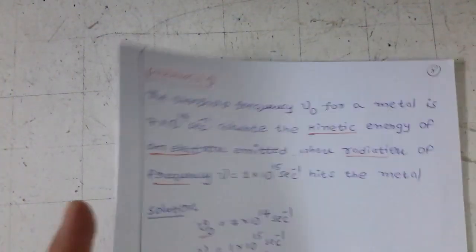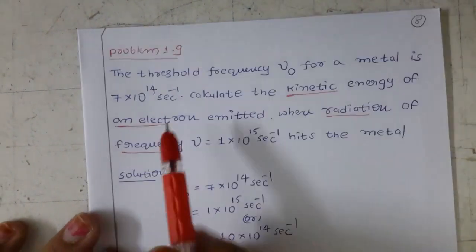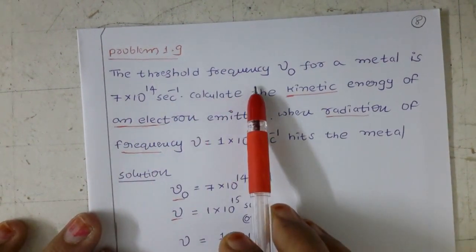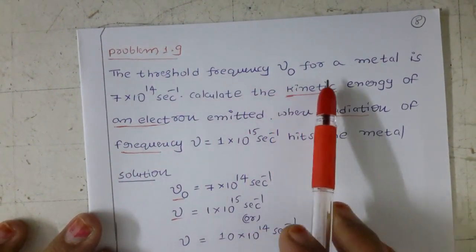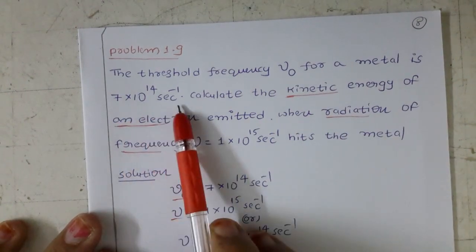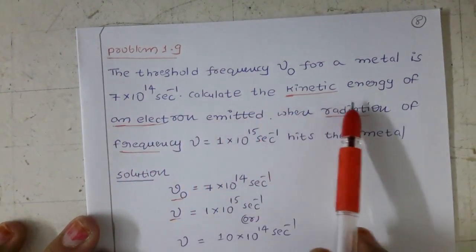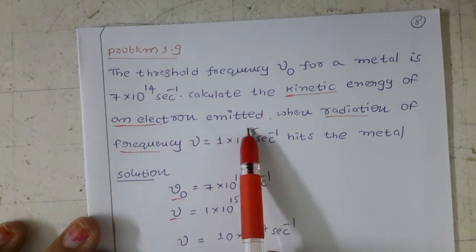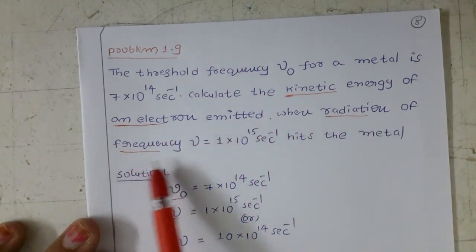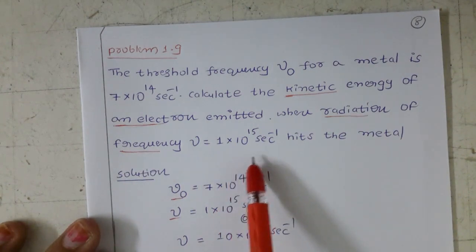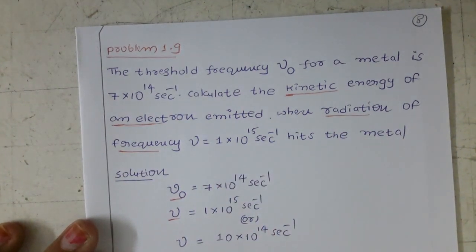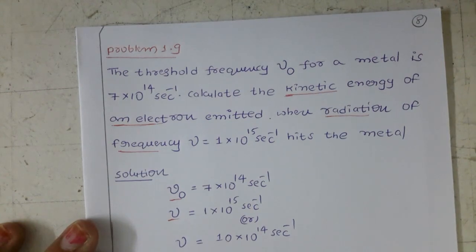Next numerical, what is given there? Problem number 1.9. What is given? The threshold frequency mu naught for a metal is 7 into 10 to the power of 14 second inverse. Calculate the kinetic energy of an electron emitted when radiation of frequency 1 into 10 to the power of 15 second inverse hits the metal surface.